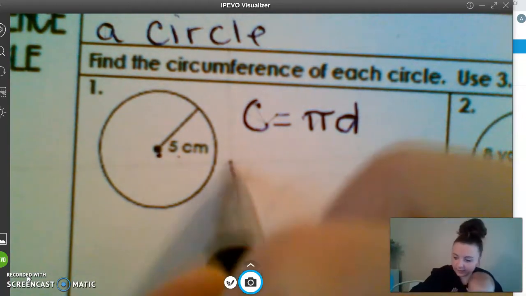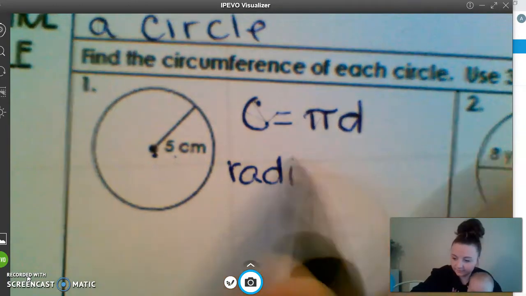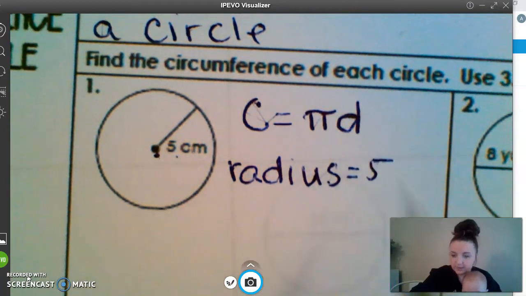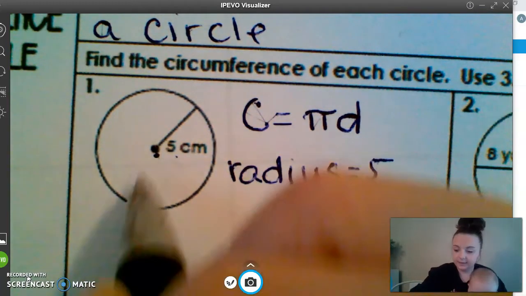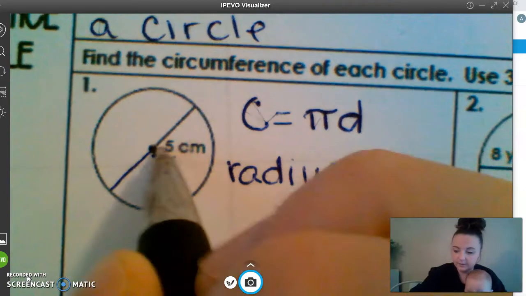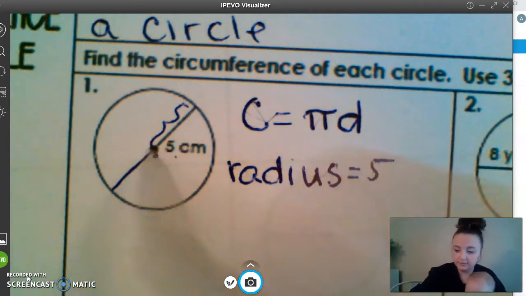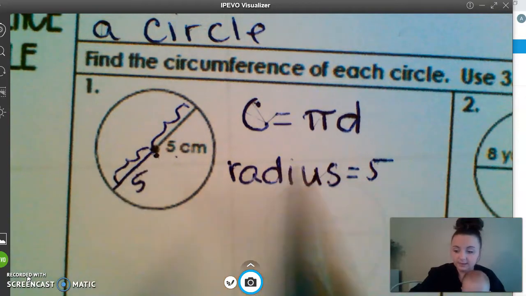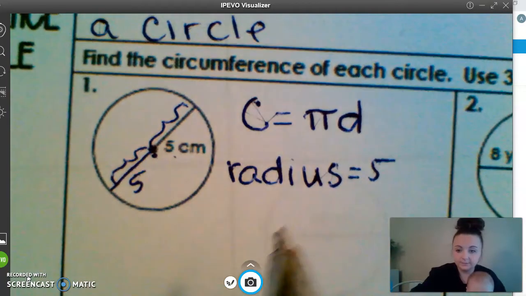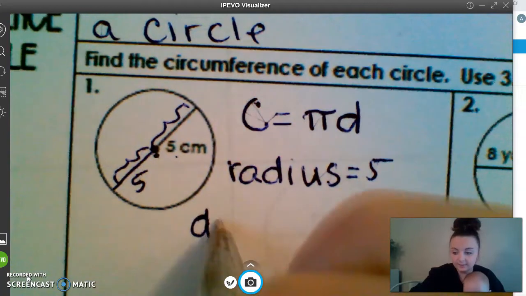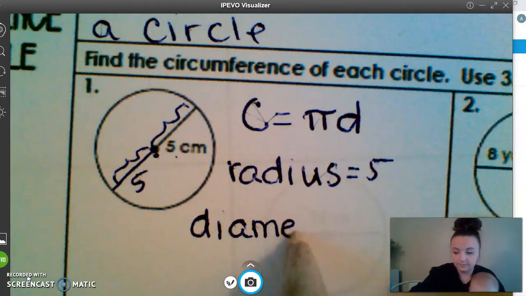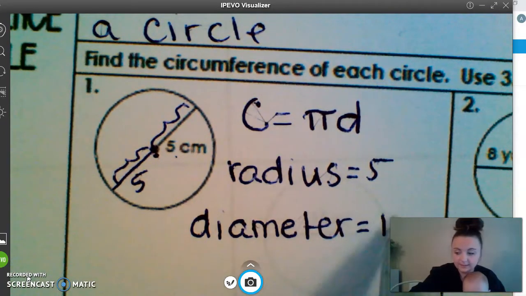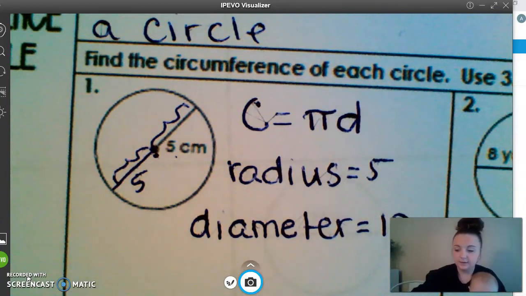I know that the radius is 5. But I need the diameter. I need all the way across. So if this part's 5, then this part has to be 5. And 5 plus 5 is 10. So the diameter equals 10. So now I know my diameter.